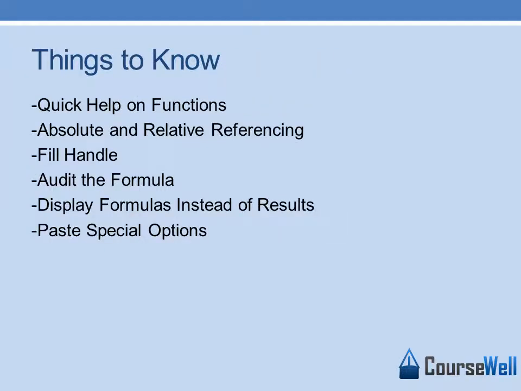Things to know. There's a quick help function. There's absolute and relative referencing. If you make your equation absolute, you have to use the dollar signs for the absolute sign, and that will keep that formula or number permanent. It will not be changed if you copy it to another sheet.